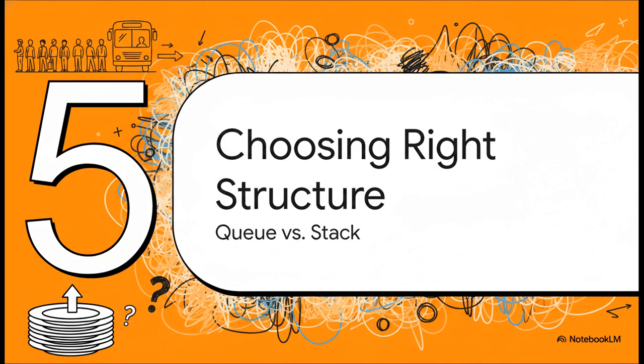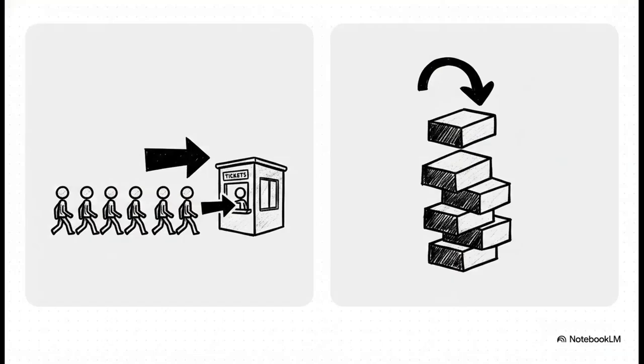All right, bringing it all home with Section 5, choosing the right structure. Queue versus stack. Honestly, the best way to really lock in when to use a queue is to put it head-to-head with the stack. A queue is FIFO, first in, first out. It's all about fairness. Think ticket lines or documents sent to a busy office printer. The oldest request gets the priority.